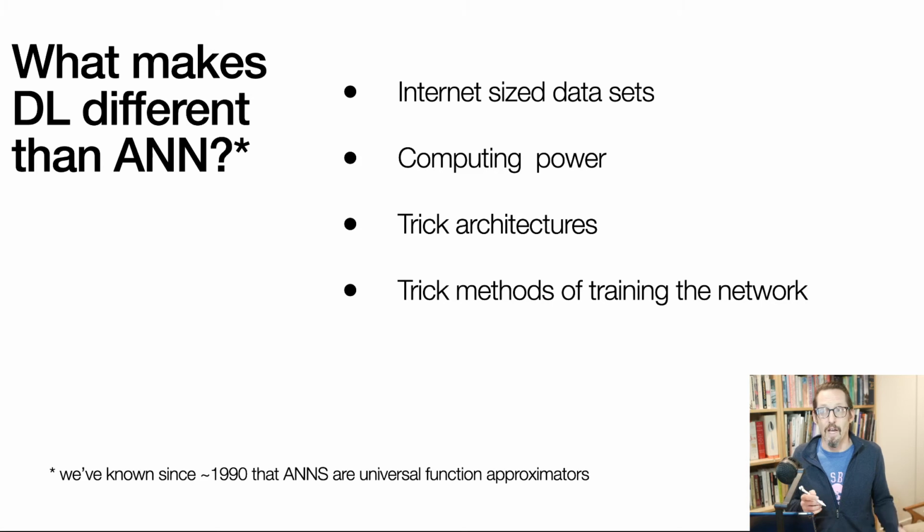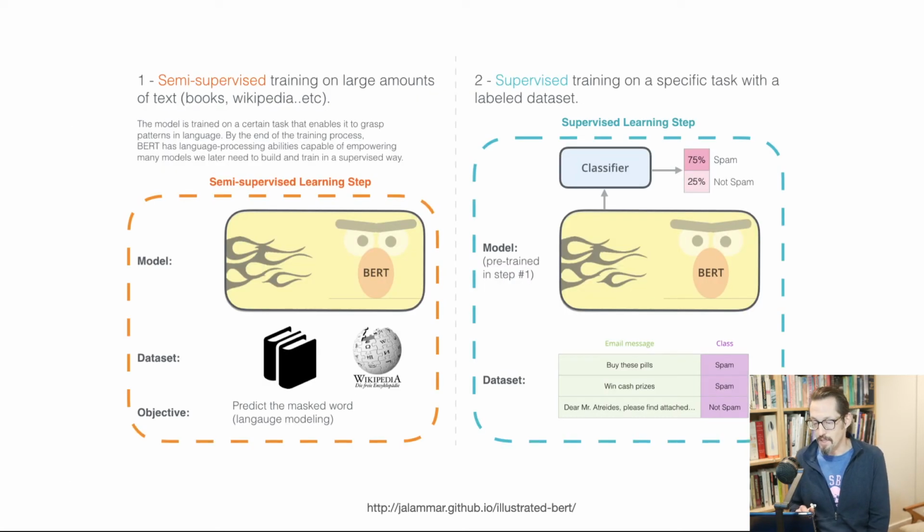So what's happened is that we've arrived at internet-sized data sets. So we have so much data to train that we didn't have in 1990. We have the computing power to train things that we didn't have in 1990. So those are really what enabled deep learning, because there was no problem set for artificial neural networks in 1990 that you really needed 50 layers for. Okay? The other kind of cool stuff is that we have these trick architectures and trick methods of teaching the neural network. Okay, what do I mean by that?